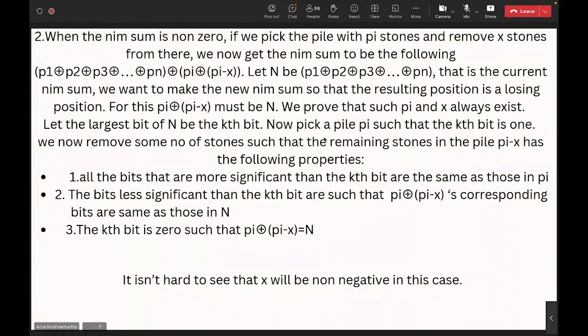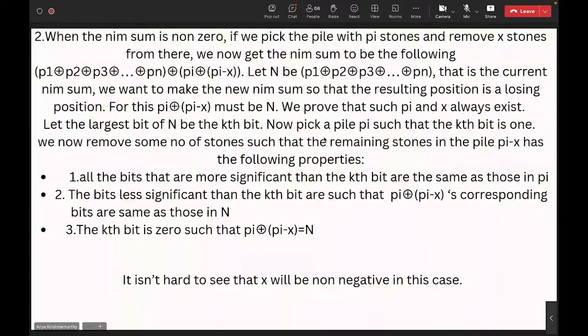Now we pick a pile pi such that the kth bit is 1. This should always exist because you cannot have the kth bit turned on in the XOR of everything with none of the piles having its kth bit turned on. So I hope you get what I'm trying to say. And we now remove some number of stones such that the remaining stones pi minus x has the following properties.